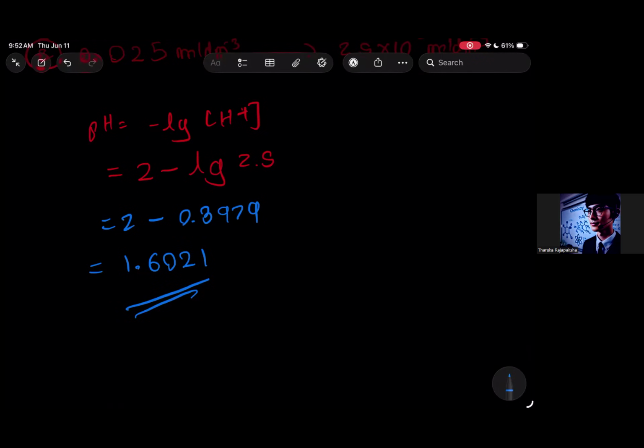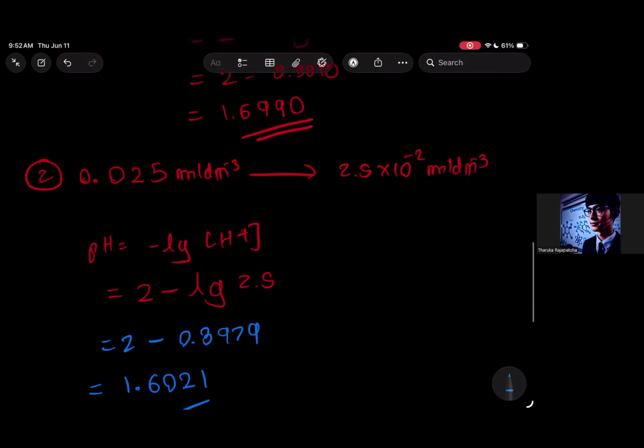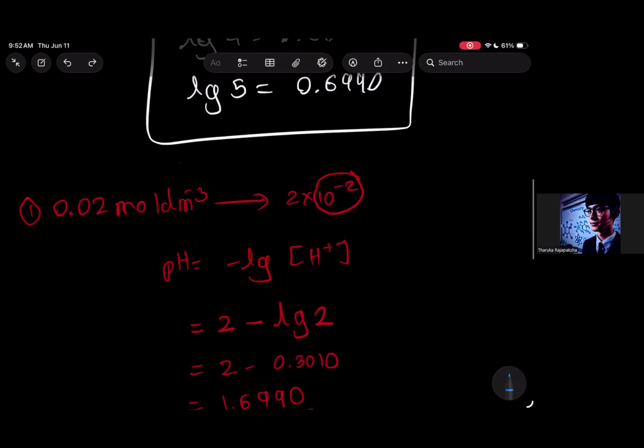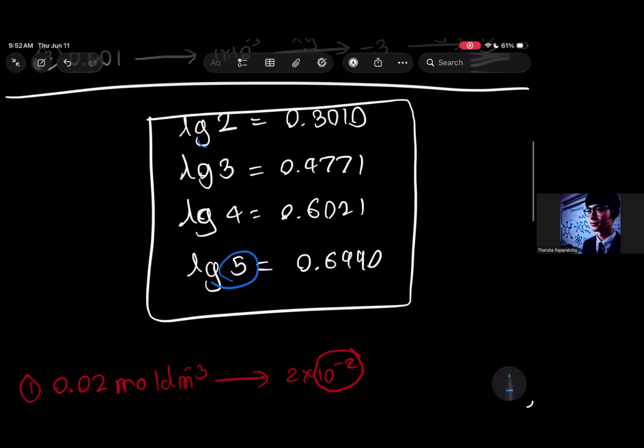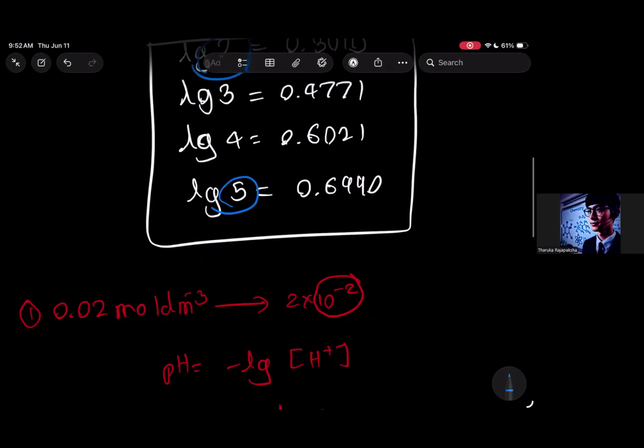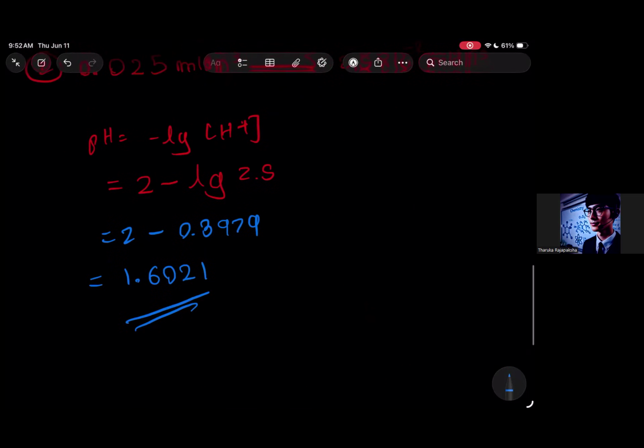Now, if you don't have a logbook near you, what you're going to do is expand this log 2.5. We already know the log value of 5 and the log value of 2, right? So 5 divided by 2 is how much? 2.5. So if you are lazy to take the logbook out, you can expand this and write. Now this is not necessary. I tell you, we can find the pH using the logbook, but this is not necessary.